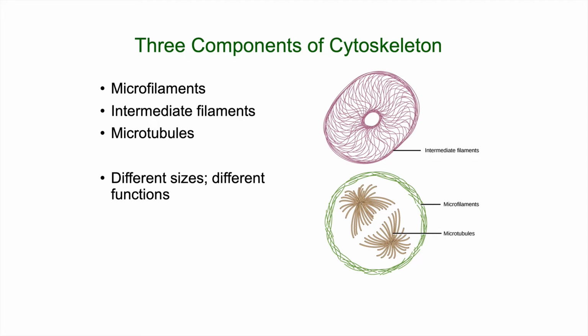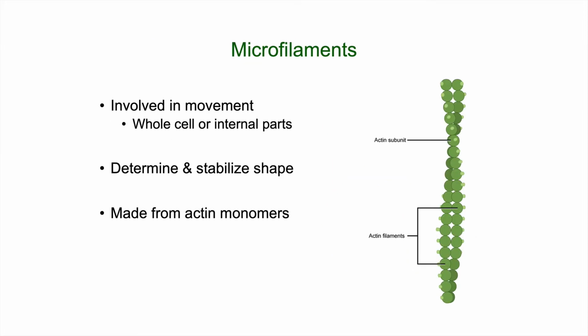Cytoskeleton is composed of three main parts: the microfilaments, intermediate filaments, and microtubules. And they're all very different from each other, and they have very different functions. Microfilaments are made of actin subunits that are linked together in long chains, and they're associated with movement in the cell, either the whole cell to move or just parts within the cell. They also help determine and stabilize the shape of the cell.